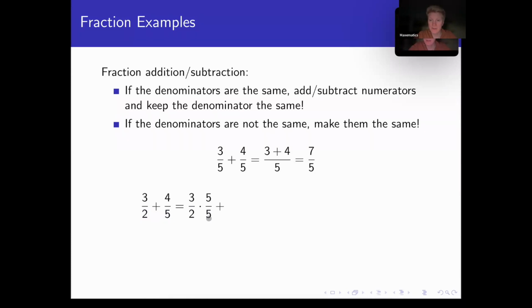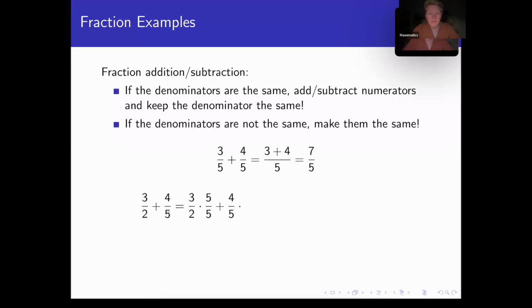By multiplying by 5. But note that we can't just multiply the denominator by 5. If we multiply the denominator by 5, we go from 3 over 2 to 3 over 10. And those numbers are not the same. We change the problem if we do that. So instead, what we multiply by is 5 over 5, because 5 over 5 is just 1. And we know that if we multiply by 1, we don't change anything.